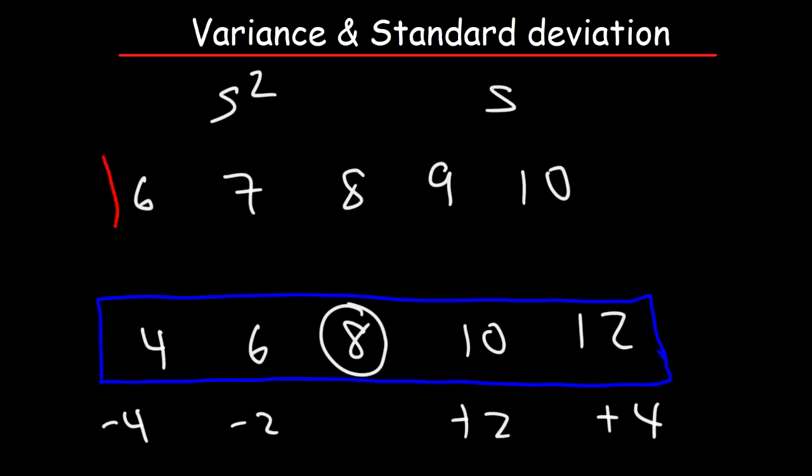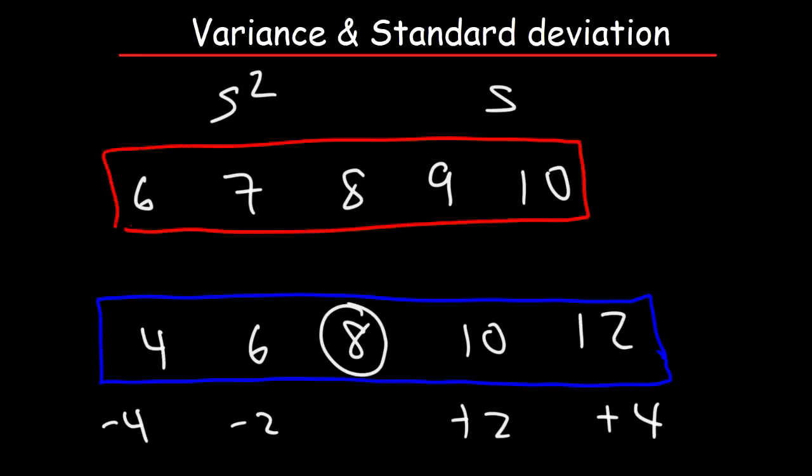Looking at the first list, the deviations from the mean will be plus 1, plus 2 on the right side. On the left side, minus 1, minus 2. So the standard deviation and the variance tell us the spread of the data, like how far the data is from the mean. So let's talk about how to calculate the variance and the standard deviation for the first list of numbers that we had.